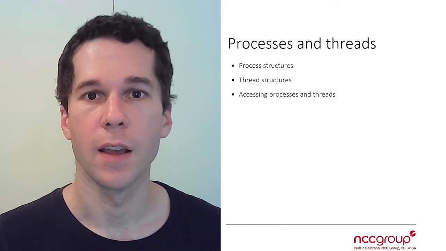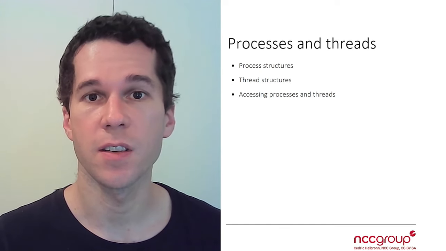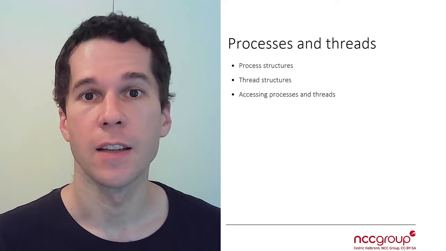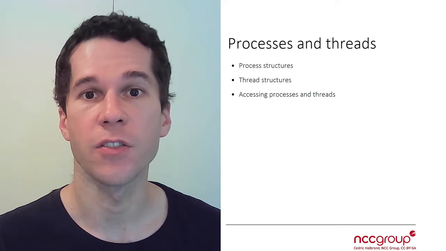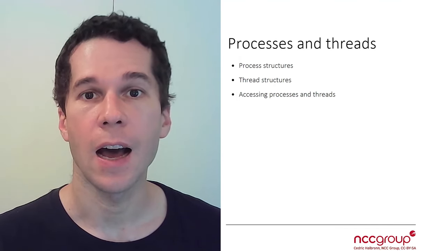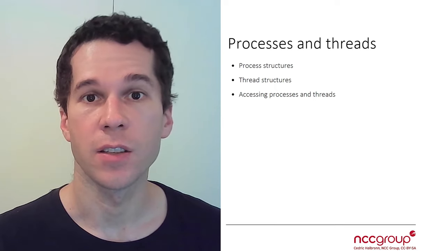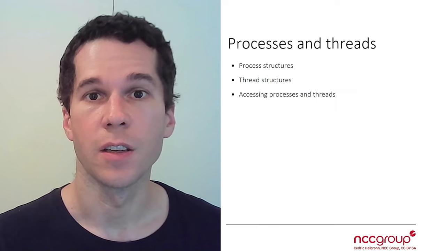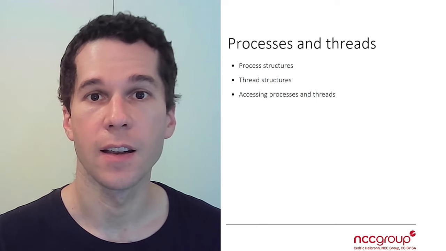Hi everyone. In this part, we're going to talk about processes and threads. More specifically, we're going to look into the structures that give information on processes and threads, both in userland and kernelland. Then we're going to see how we access thread information as well as process information using a special register, which is GS. Okay, let's get started.